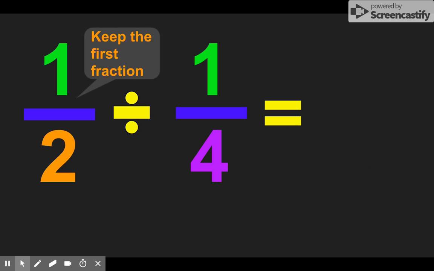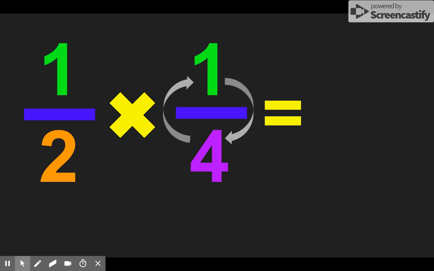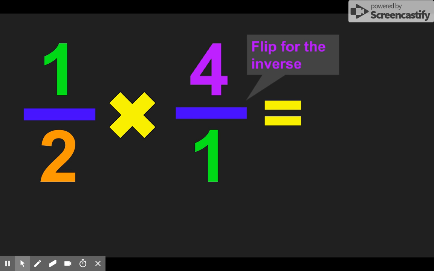So let's go back to 1/2. The first thing I'm going to do is keep the first fraction. I'm not going to change 1/2. That's definitely staying. I said we're going to multiply that 1/2 by the inverse of the second one. So I'm going to keep the first one. Then I'm going to change the sign to multiply, and I'm going to multiply not by 1/4, but by the inverse, which means I have to flip these two around. The denominator becomes the numerator, and the numerator becomes the denominator. Flip for the inverse, and now you see I have a new problem, 1/2 times 4 over 1.